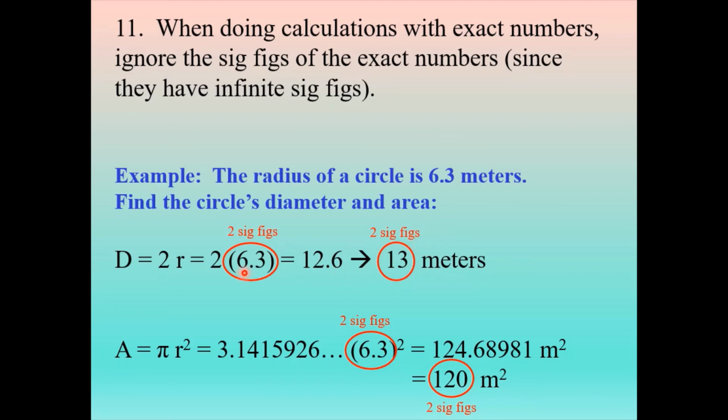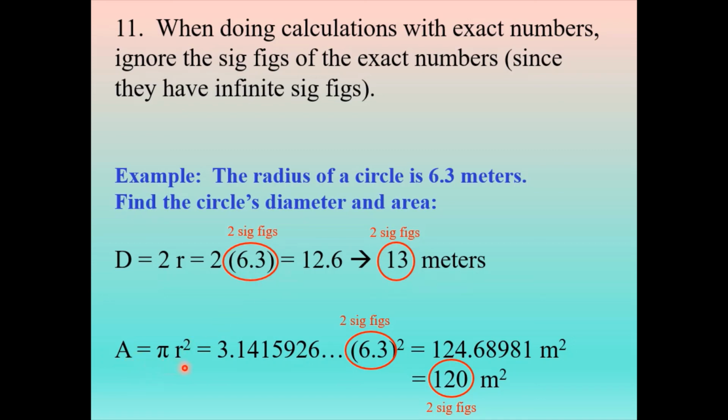If we didn't use this rule, you might incorrectly say, oh, this 2 has only 1 sig fig, so I should round this to 10 meters, but that is not correct. Remember, the 2 is an exact number, so we can just ignore it and use the other number for sig figs.